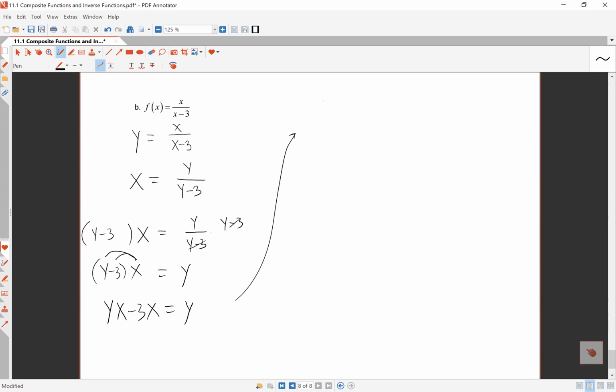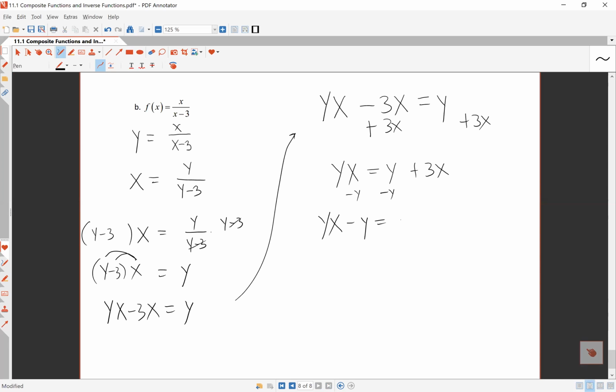So getting all the y's on the same side and all the terms that don't have a y on the other side. So I'm going to add 3x to both sides. And now I'm going to subtract y from both sides. yx minus y equals, the y is gone, equals 3x.